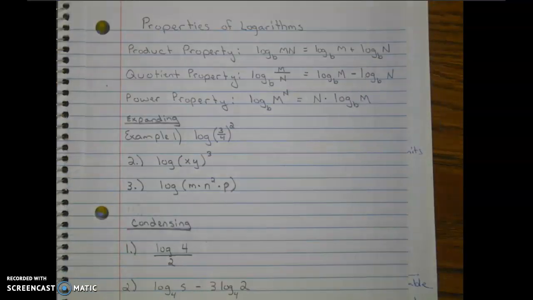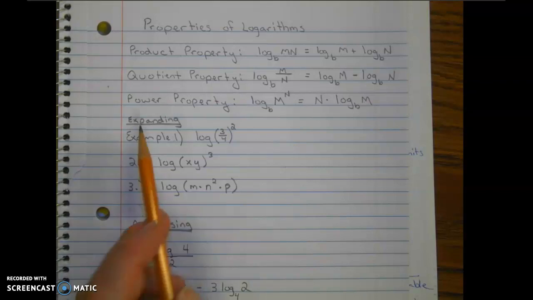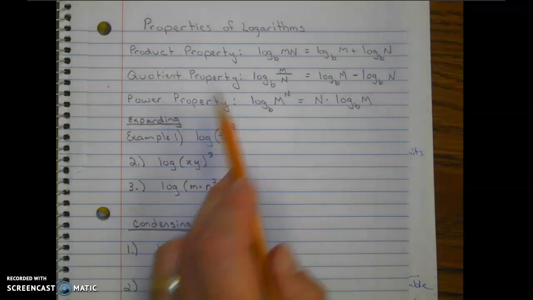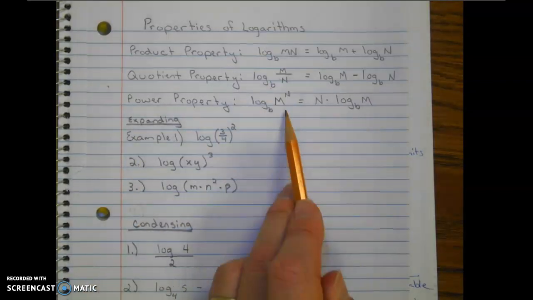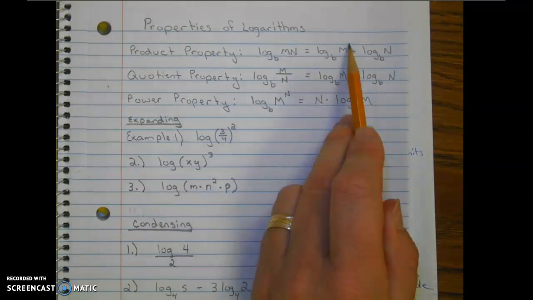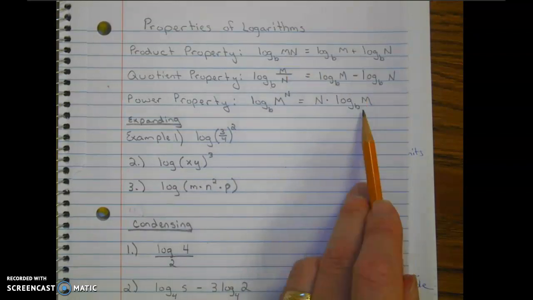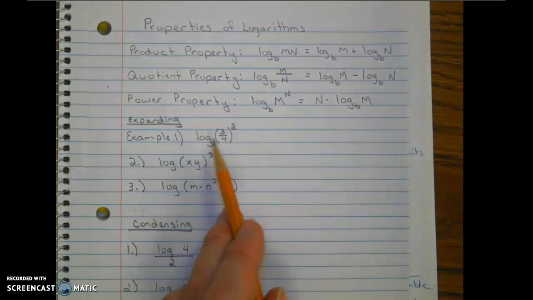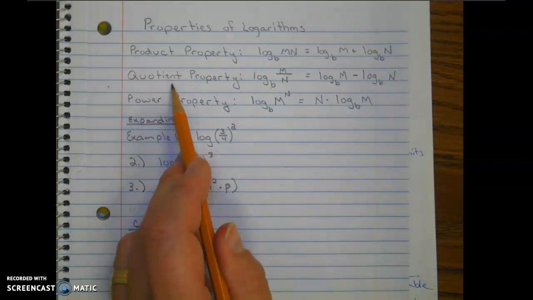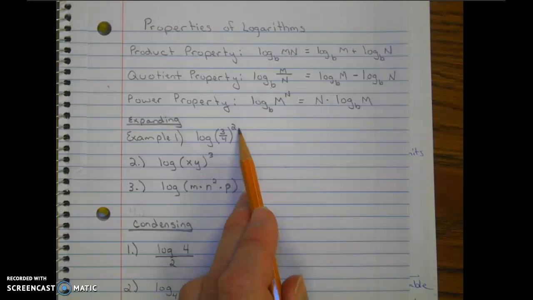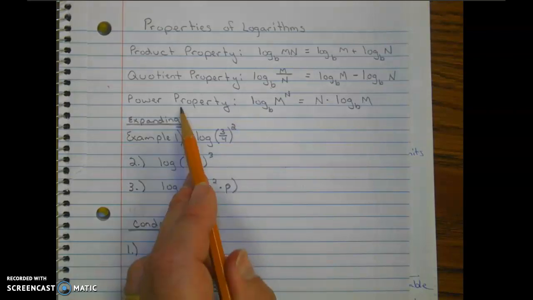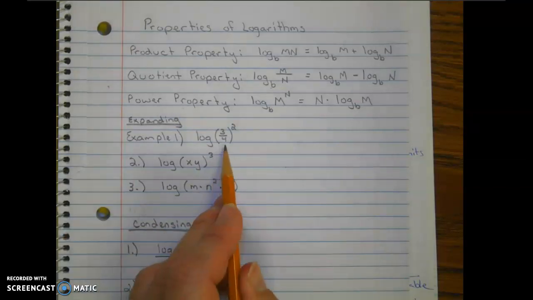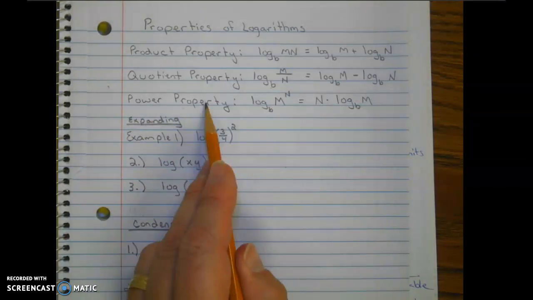Okay, so let's start off with some examples on expanding. So expanding, remember, is going from this condensed version to this expanded version. Condensed, expanded. Okay, so what we see here is we see a division. So we know we're going to use the quotient property here. But we also see we have a power. So that means we're going to use the power property. So which one do we use first? Well, we are expanding. We're going to use the power property first.